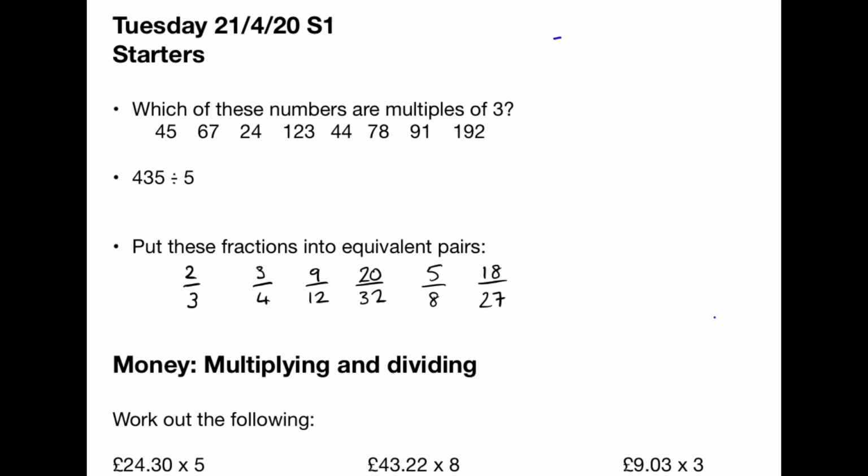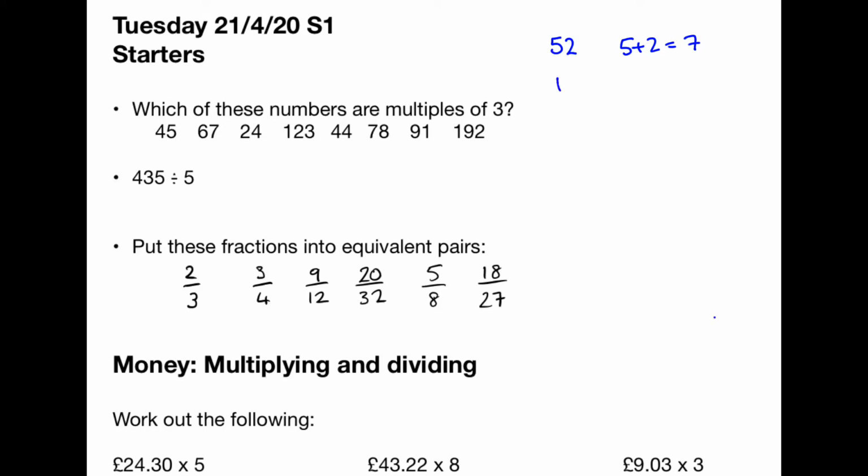So for example, 52. All you need to do is add the digits together. So 5 add 2 is 7. And 7 is not in the 3 times table. It's not a multiple of 3. Therefore, 52 is not a multiple of 3.